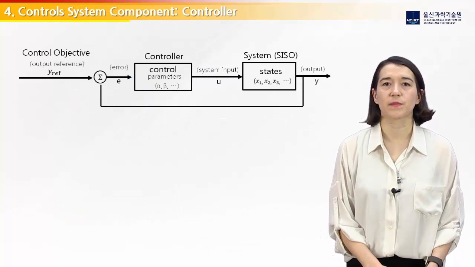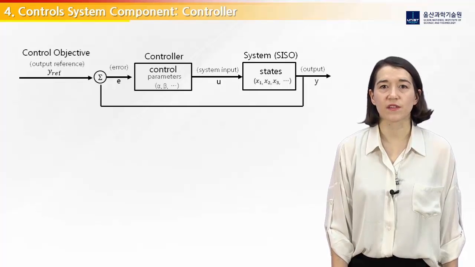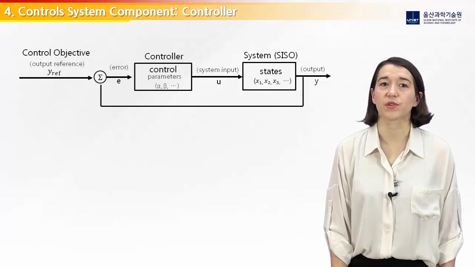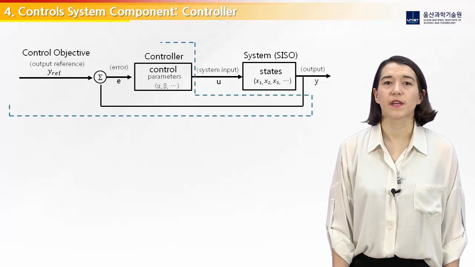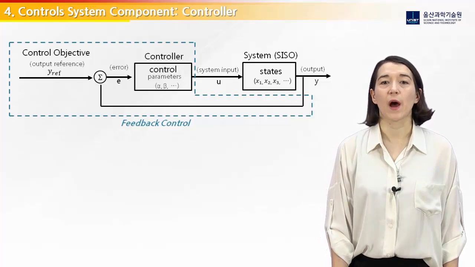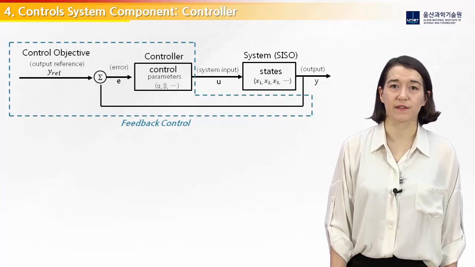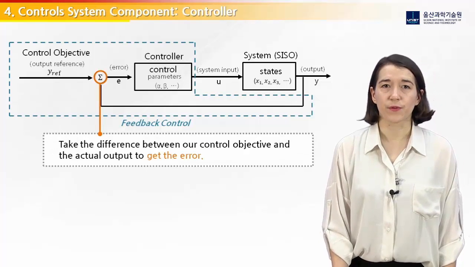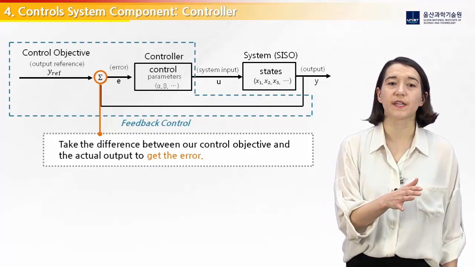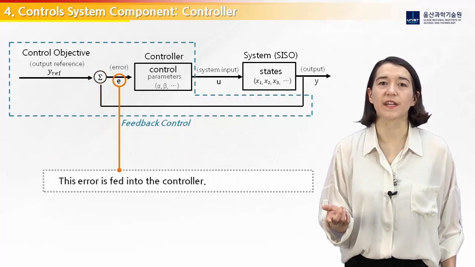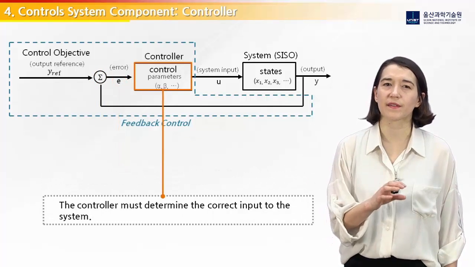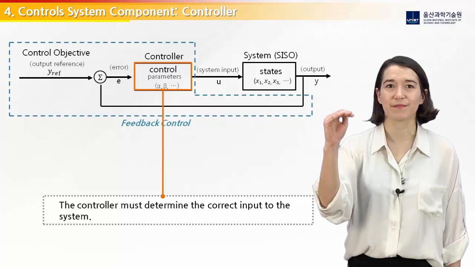The last control system component is the controller. In this video, we are looking specifically at feedback control, and the general diagram for feedback control is shown here. Here is our system modeled as an SISO system. The output that we are trying to control and our control objective for that output. For the feedback control, we take the difference between our control objective and the actual output to get the error. This error is fed into the controller, and the controller must determine the correct input to the system that will cause the system output to reach the control objective.